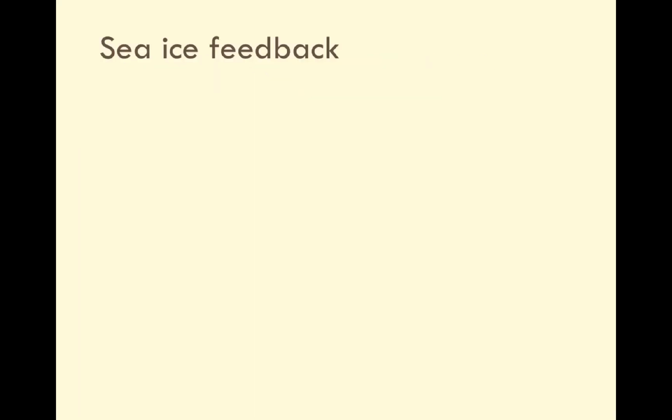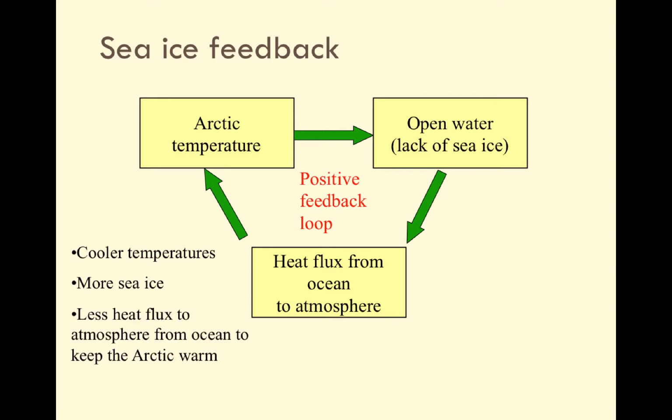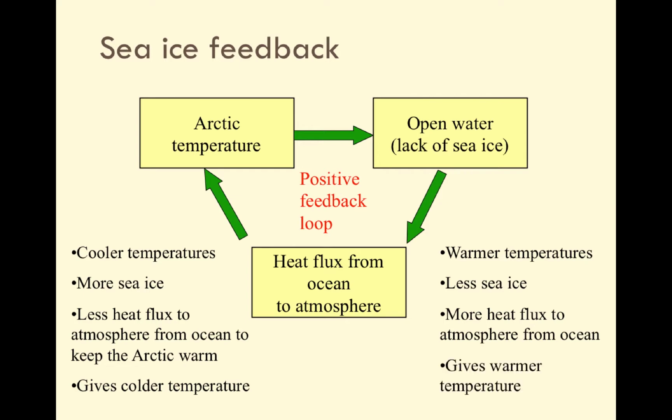So let's see how this feedback works. If temperatures get colder, then there's more sea ice, less open water. Then there's less heat flux from the atmosphere to the ocean to keep the Arctic warm, so it gets even colder. So that's a positive feedback loop promoting cold temperatures. However, you can run it the other way too. If temperatures get anomalously warm, there's less sea ice or more open water. That means more heat flux to the atmosphere from the ocean, promoting warmer Arctic temperatures.